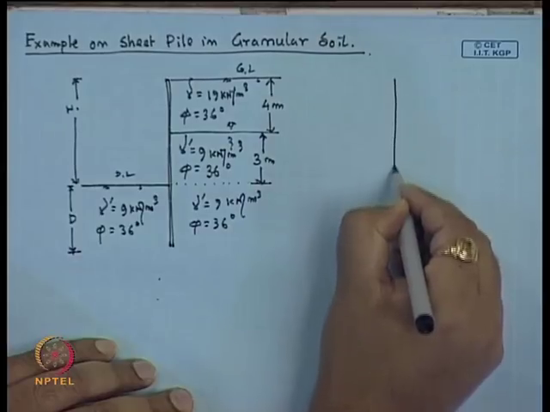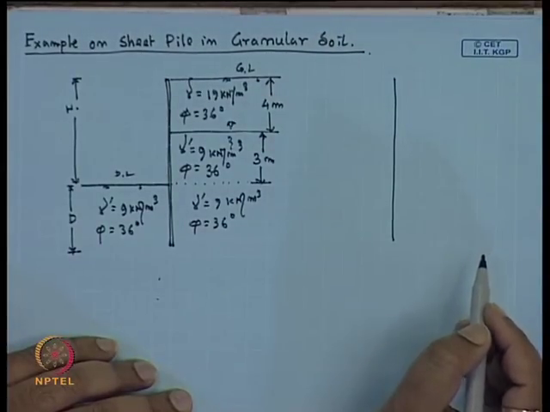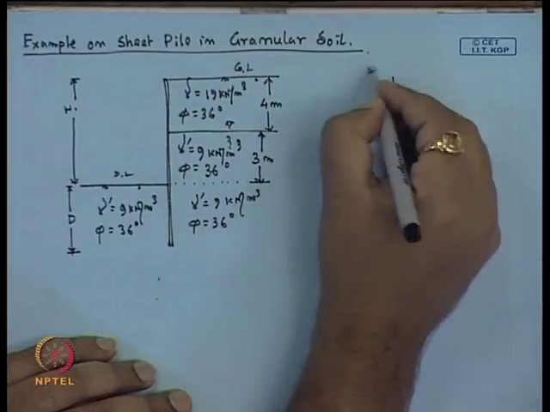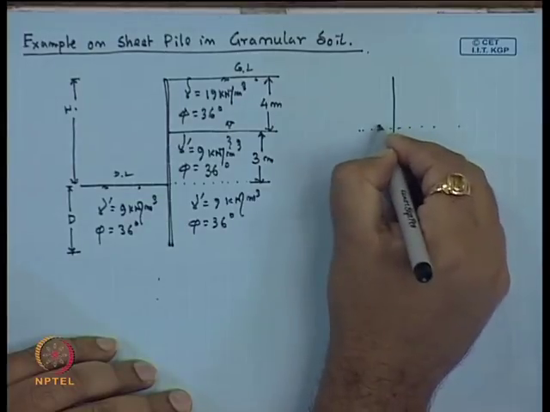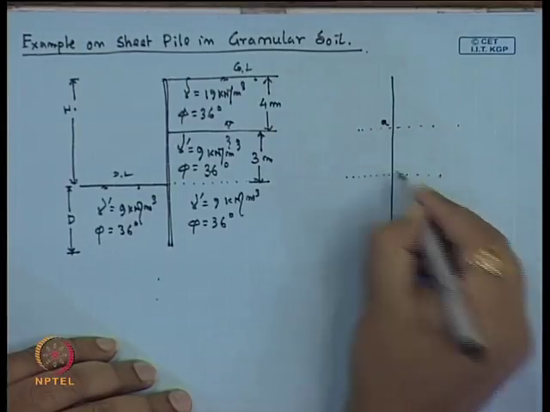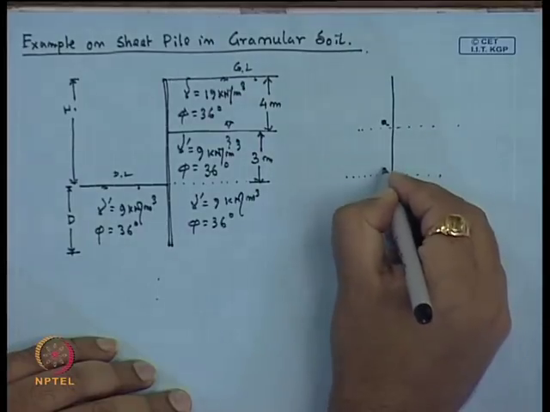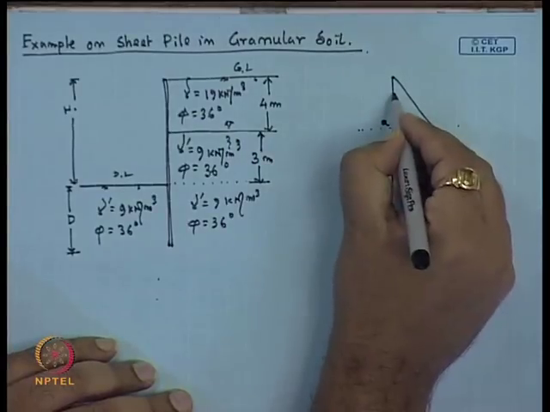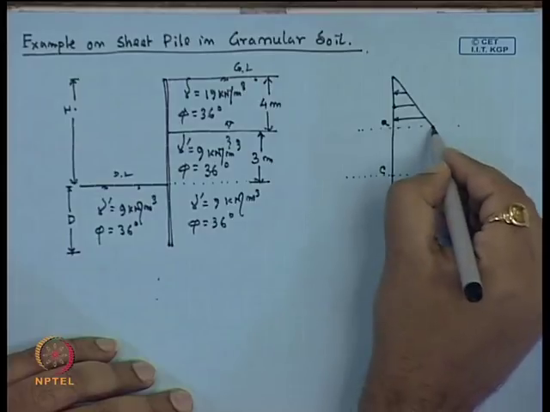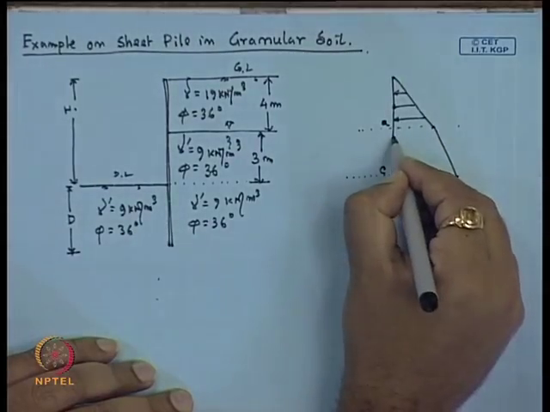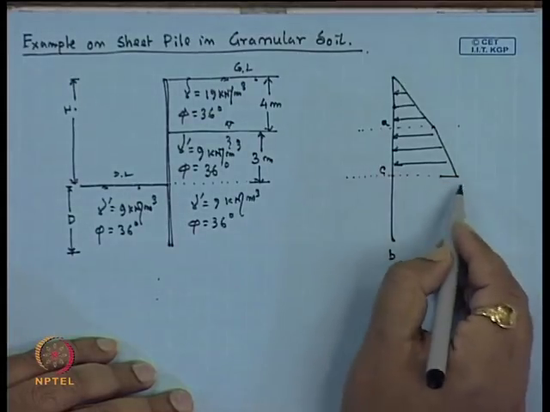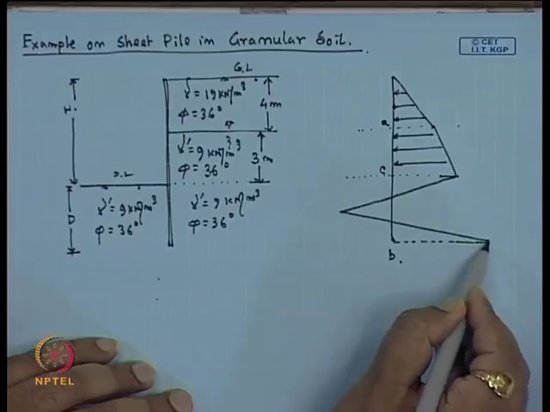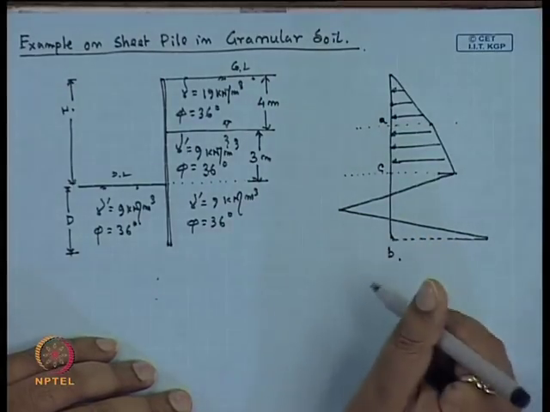Now, for this sheet pile, if we draw the earth pressure diagram, this is the dredge level and this is the groundwater table level. Suppose the groundwater table is point A, the base is at point B, and the dredge level is point C. First you will consider the earth pressure diagram up to the water table level, then it will further increase, then it will go this side, and from here it will go this way, because I have already explained that pressure distribution diagram in the previous class.